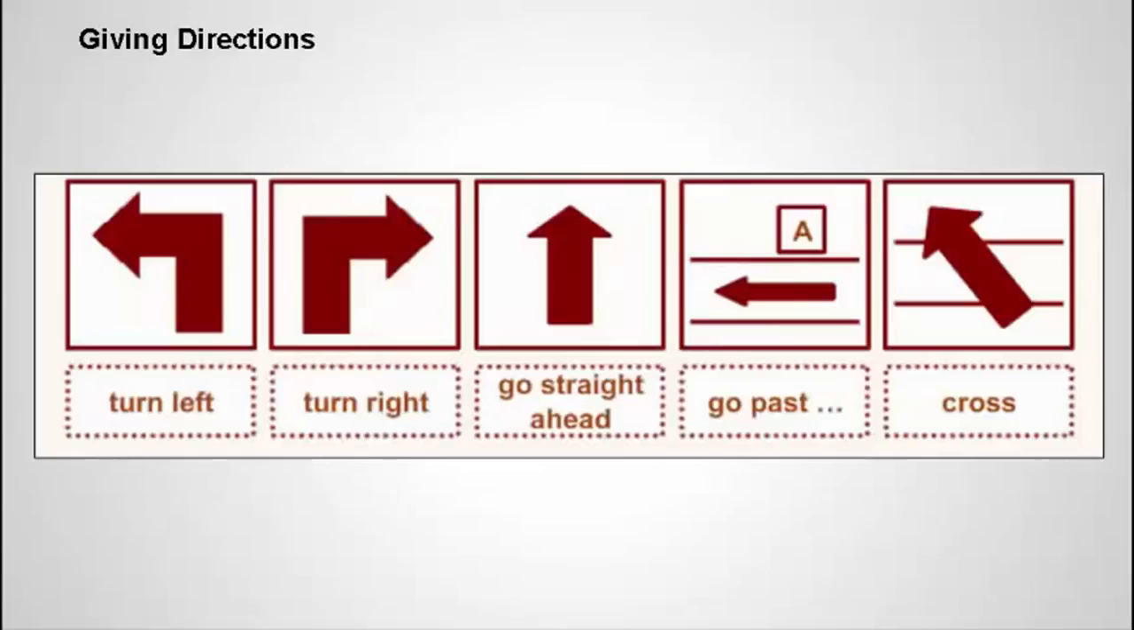When we respond to this, we use words like turn left, turn right, go straight ahead, go past the store, go past the building, go past the library, cross the street, cross the railroad tracks.